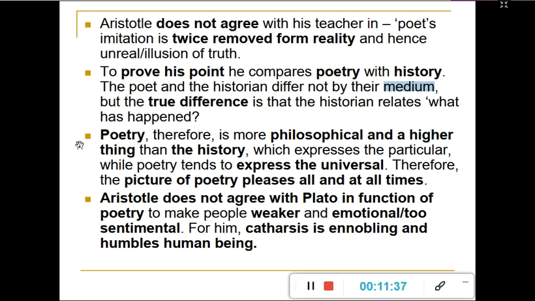نكتب هنا تاني the significance of poetry according to Aristotle. بيقول لنا ايه بقى؟ The philosophical and the higher thing than the history. The poetry in Aristotle is much better than history. ليه؟ It's more philosophical and higher thing than the history. ليه بقى؟ Because, نكتب underline, it expresses the particular while poetry tends to express the universal.